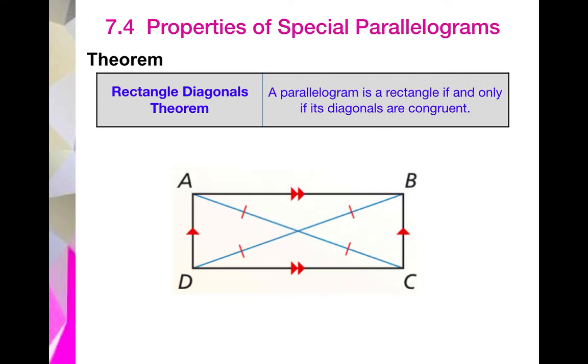The next theorem is the rectangle diagonals theorem. A parallelogram is a rectangle if and only if its diagonals are congruent. So if you find that you have a quadrilateral with congruent diagonals, then you have a rectangle. Or if you have a rectangle, then you know that the diagonals will be congruent.